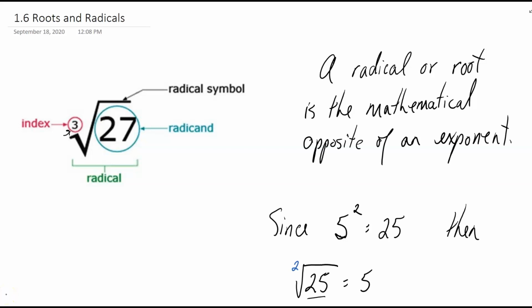1.6 is on roots and radicals. A radical, or a root, is the mathematical opposite of an exponent. Since 5 squared is equal to 25, then the square root of 25 is 5.